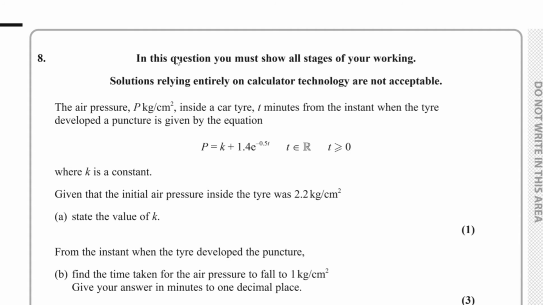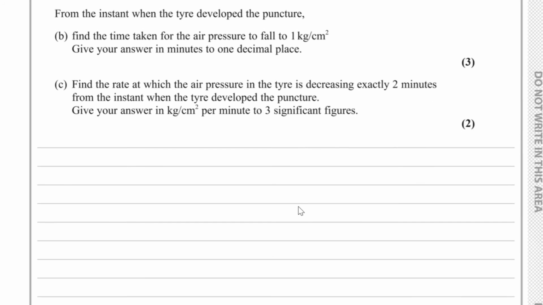Question number 8. The air pressure p kilograms per centimetre squared inside a car tyre t minutes from the instant when the tyre developed a puncture is given by the equation p equals k plus 1.4 e to the negative 0.5 t, where t is a real number greater or equal to 0 and k is a constant. Given that the initial air pressure inside the tyre was 2.2 kilograms per centimetre squared, we have to state the value of k. Well, because it says initial, that suggests to us t equals 0.